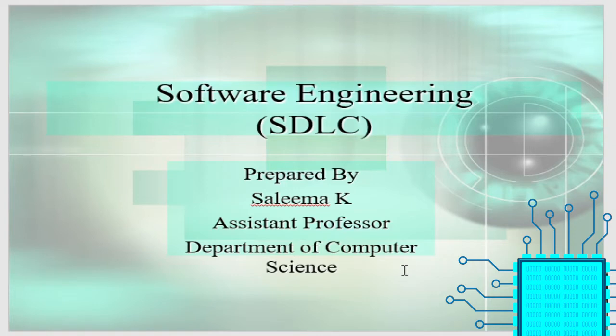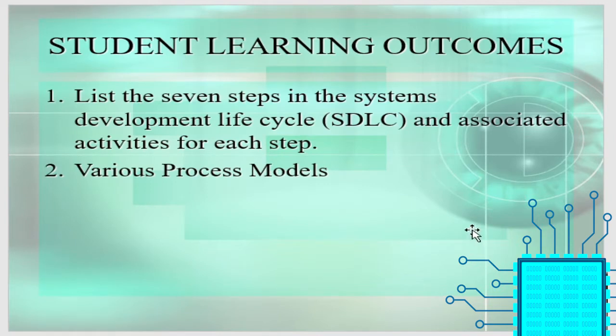Here we explain about the software development lifecycle. After learning this unit, you will be able to list the 7 steps in the system development lifecycle and the associated activities for each step. Also, you will be able to list various process models and activities.